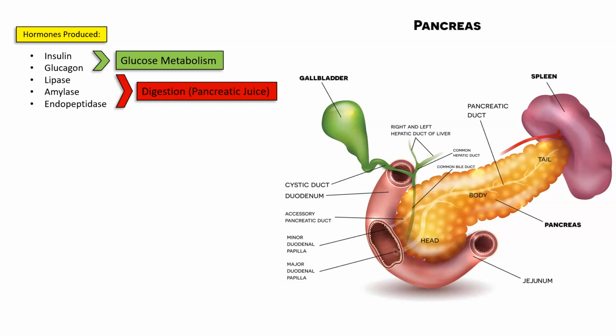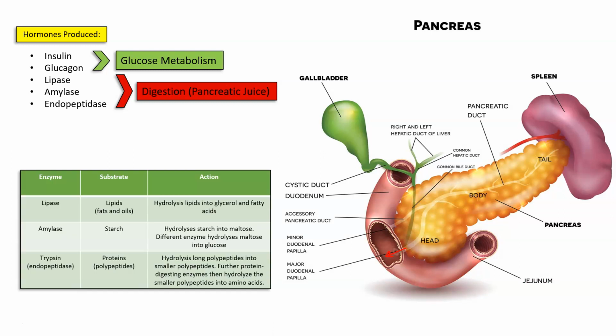Lipase, amylase, and endopeptidase are all three pancreatic enzymes, which play a big role in digestion as a whole, and all three belong to the secretion that is called pancreatic juice. All three of those are going to be included in a cocktail solution that is released by the pancreas through this papilla in order to get the enzymes into the duodenum so that digestion can happen.